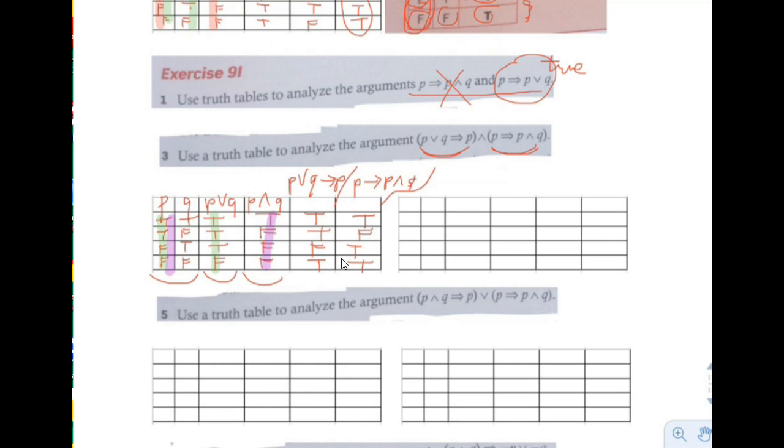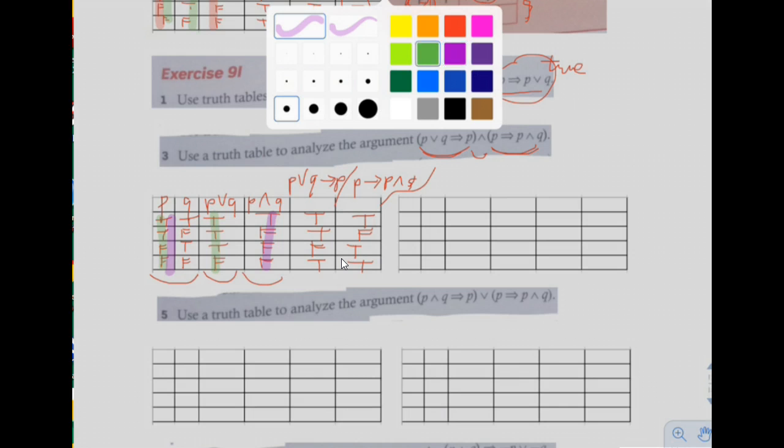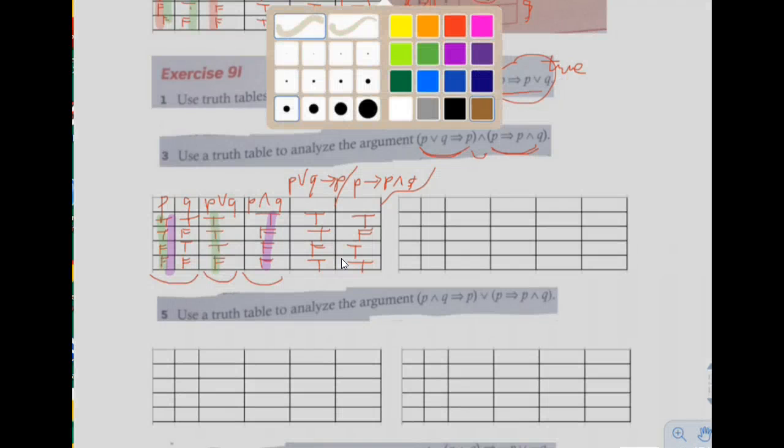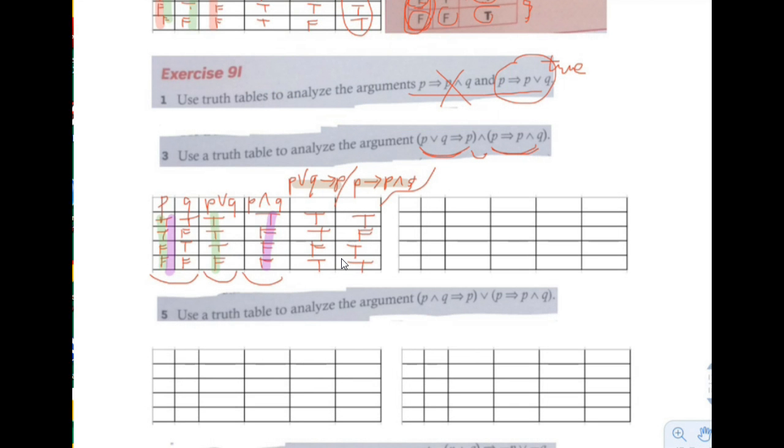All right. And then what we're doing now is we're going to and these two together, this and this together, right? Because that's that one and that's that one. So when we and these together, we're just going to get true, false, false, true. So that's what we get when we and both together. Sometimes it's true and sometimes it's false. It's not a tautology or anything.